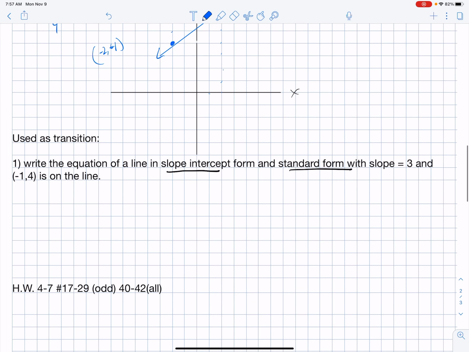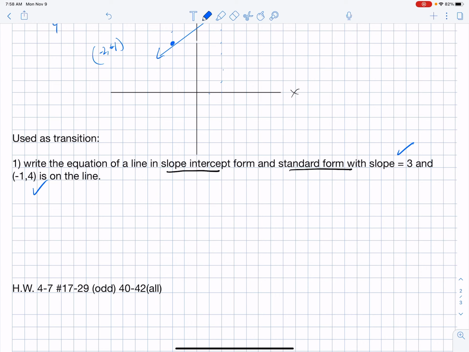All right. Okay, and lastly, this is where we usually use it to go ahead and transition into standard form. So we're first going to write the equation of a line with slope 3 and a point -1, 4 on the line. We're going to write it in slope-intercept. Why? Because they gave us a slope and a point. If they'd given us a slope and an intercept, okay. So we're going to do all of them here.